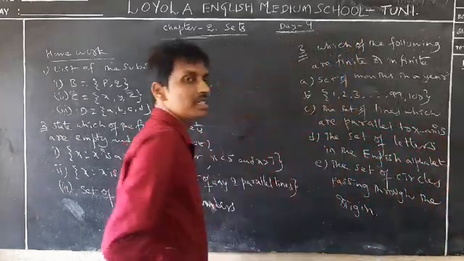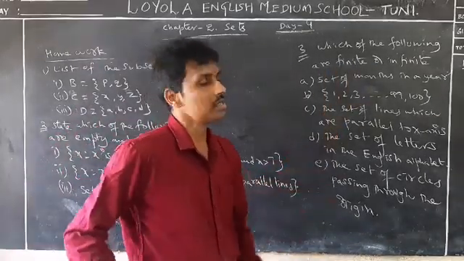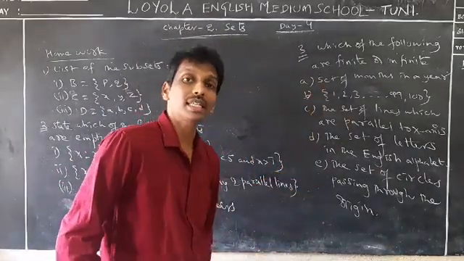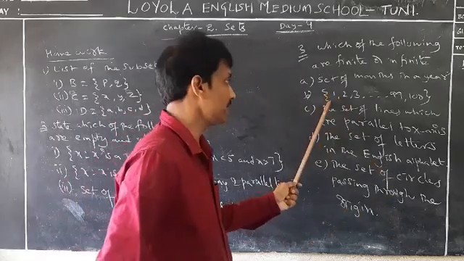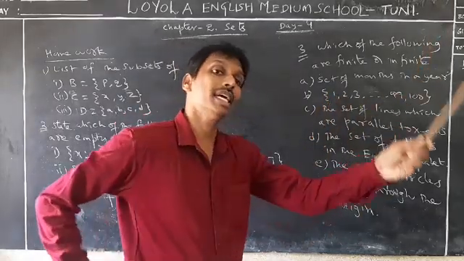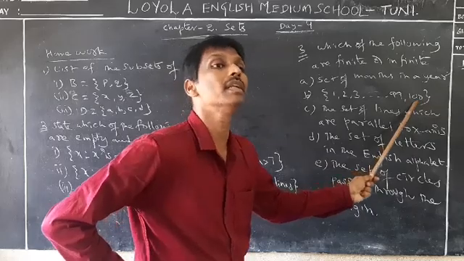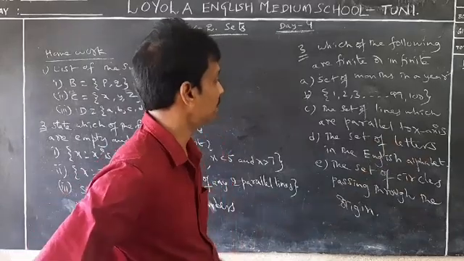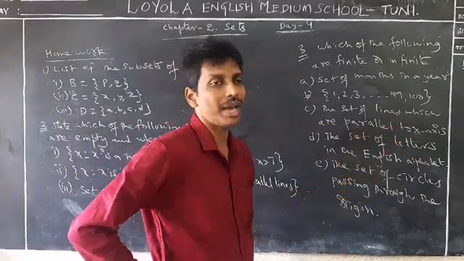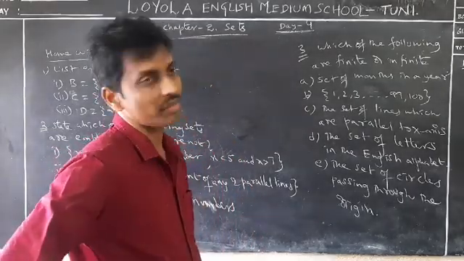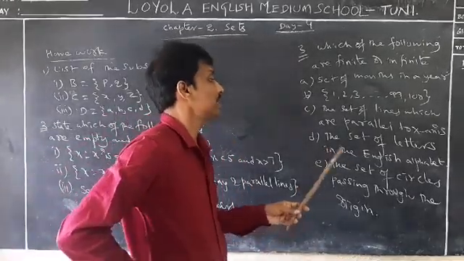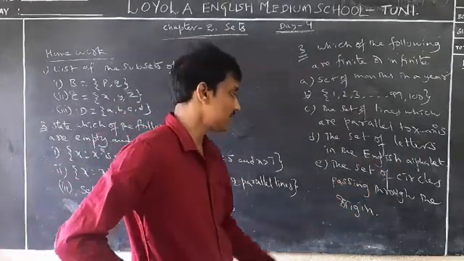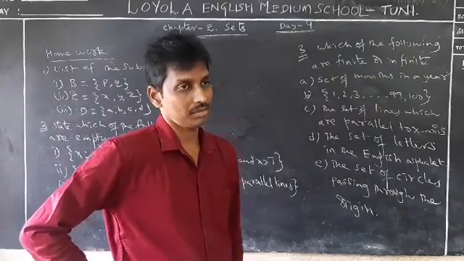And finally, the last question is: which of the following sets are said to be finite or infinite sets? A. Set of months in a year. B. Set of all 1, 2, 3 and so on up to 99 and 100. The set ends with 100, not 99. So the numbers 1 to 100 are in this set. C. The set of lines which are parallel to the x-axis. Is this a finite set or an infinite set? D. The set of letters in the English alphabet. And the last one is the set of circles passing through the origin.